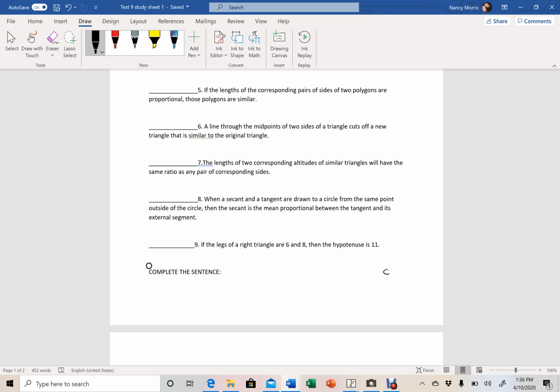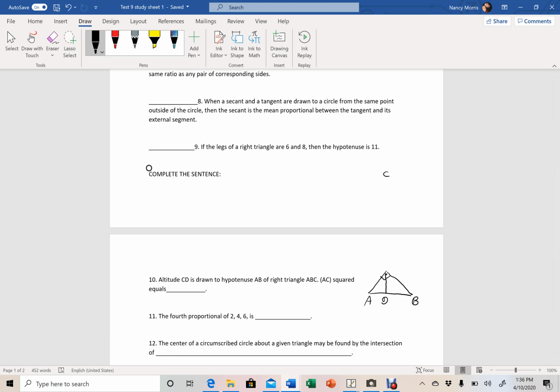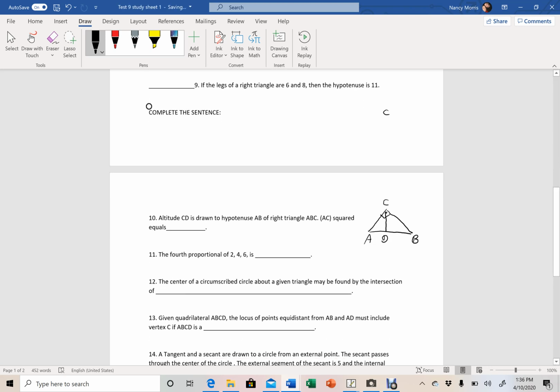I apologize about this C here. As I hit the enter button, this C actually goes on the top of our triangle there. I drew this one out here so that you can see what they're talking about here, okay?